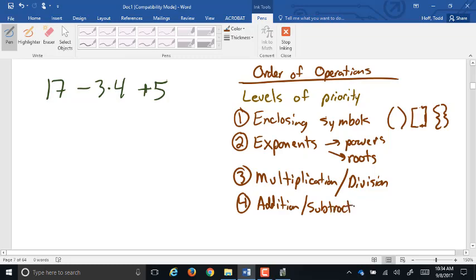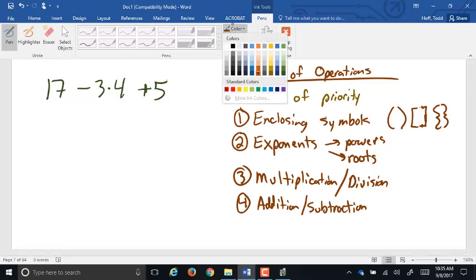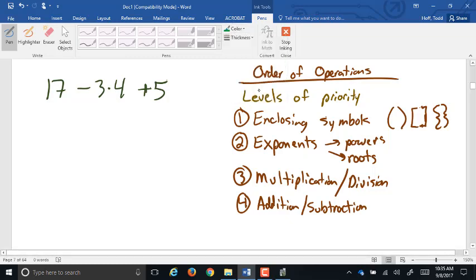So addition and subtraction can only happen to a number if there's nothing else happening to it that has a higher priority. So back to our original question over here. We don't have any enclosing symbols. We don't have any exponents, no powers or roots. So we would be down to multiplication and division. We have the 3 times 4. So we need to combine the 3 and 4, 3 times 4 to make 12, and the rest of the problem stays the same.